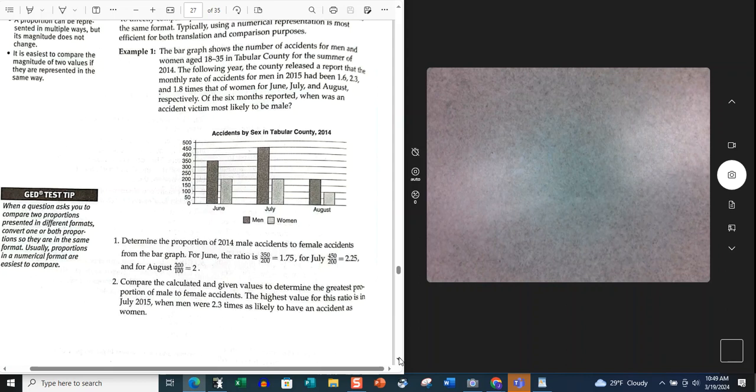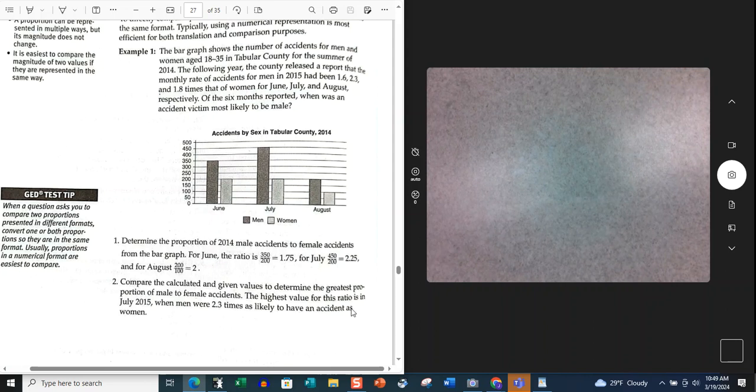Okay, now determine the proportion of 2014 male accidents to female accidents from the bar graph. For June, the ratio is 350 to 200. So it's 350 male divided by 200 female, which is 1.75. July is 450 to 200, so we'll divide that out, which is 2.25. And then August is 200 men divided by 100 women, which is 2.